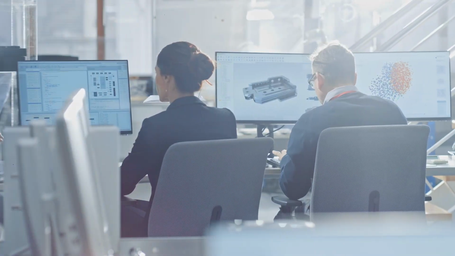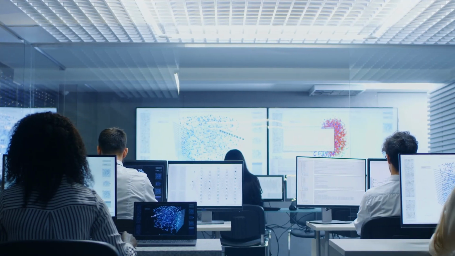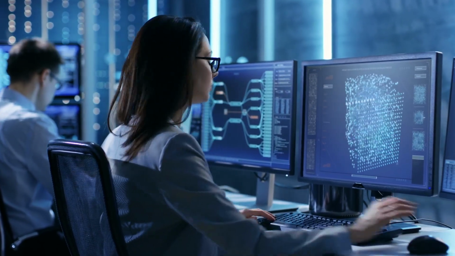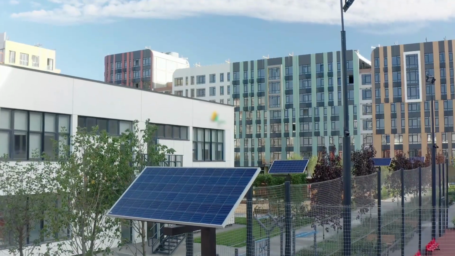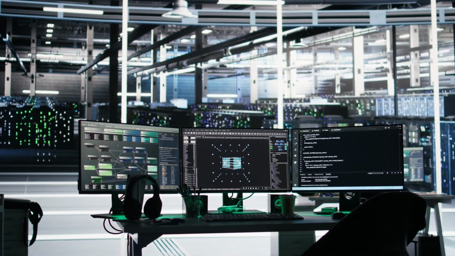The real-world applications. Let's look at how this is actually being used in practice, because the applications are far more diverse than you might expect. One of the most compelling use cases is in autonomous systems, where multiple AI agents need to coordinate complex operations without human intervention. Imagine a smart building where energy management, security, climate control, and maintenance systems all need to work together seamlessly.